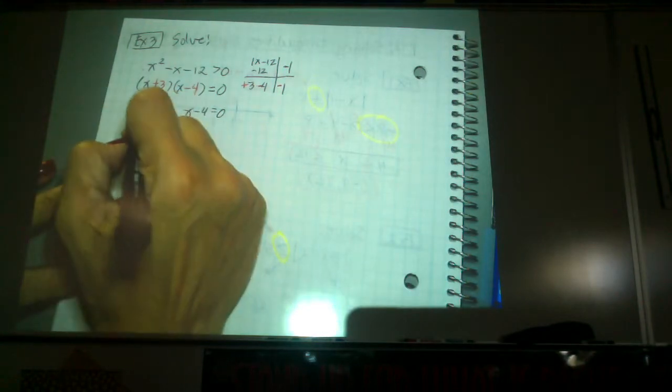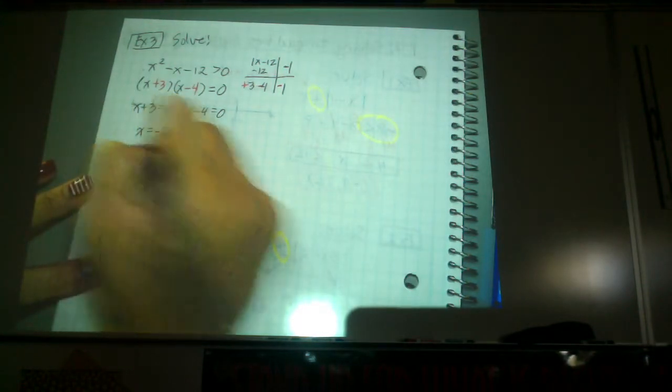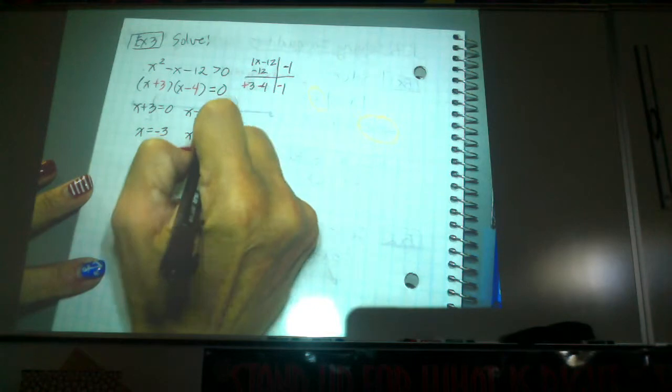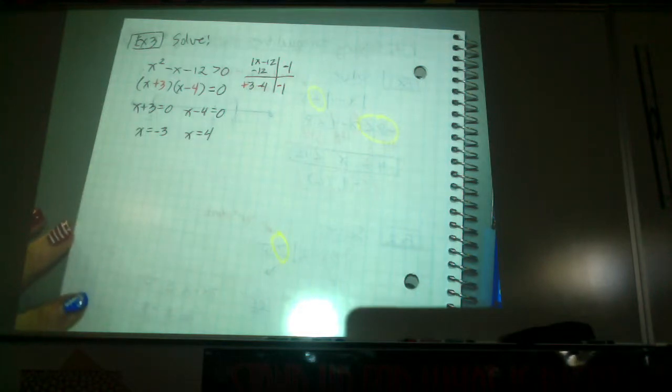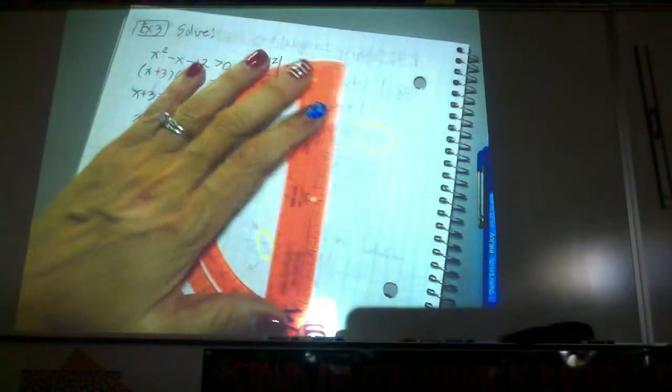So here my boundary points are x equals negative 3 and x equals 4, right? This parabola is going to cross the x-axis at negative 3 and 4. So we're going to sketch this graph because I need that sketch in order to continue.